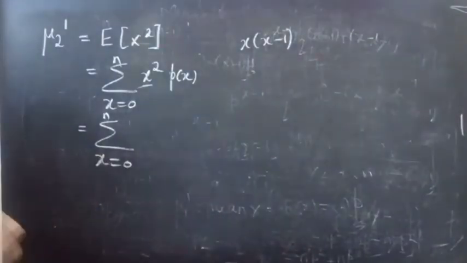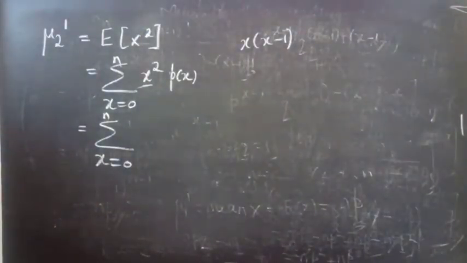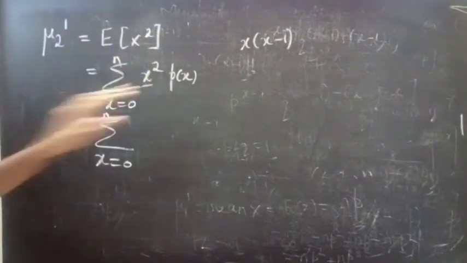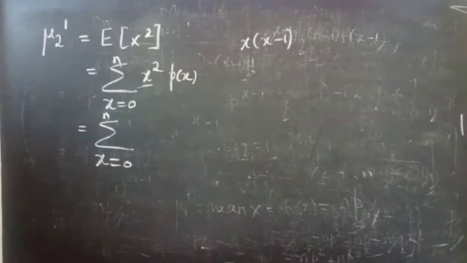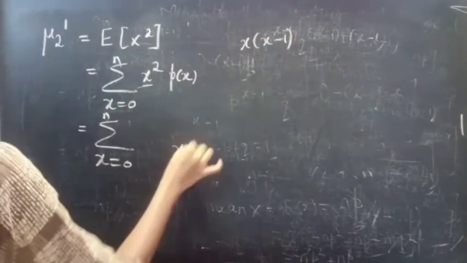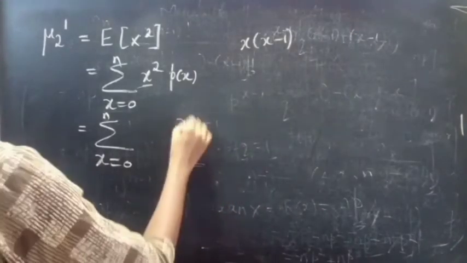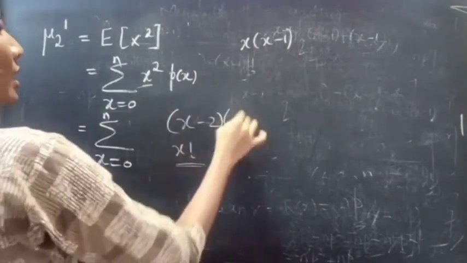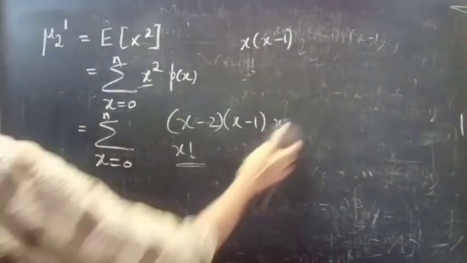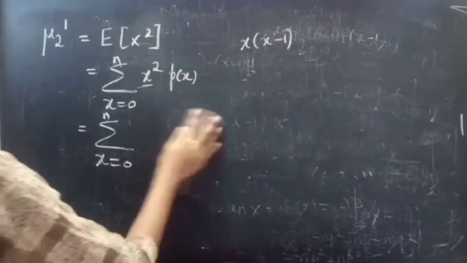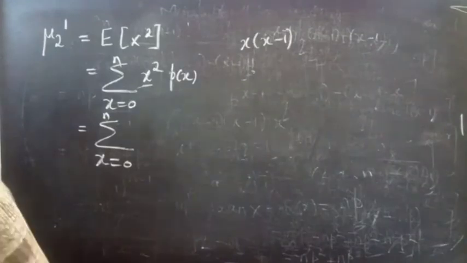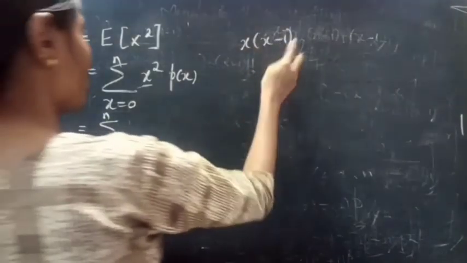See, in these moments of the binomial distribution, we will change every x power n term in terms of x into x minus 1 into x minus 2 and so on. Since we will be getting some x factorial terms, you will be having x minus 2, x minus 1, x minus 4, x minus 3 and all, so that we can cancel. For that purpose we are considering x into x minus 1.